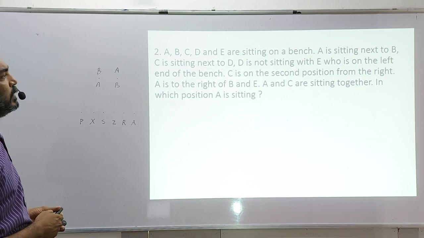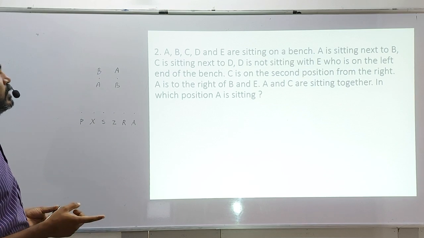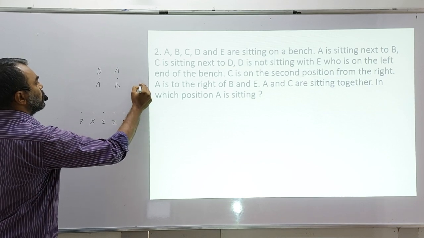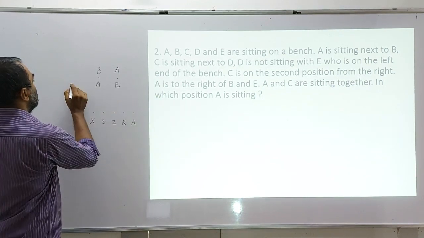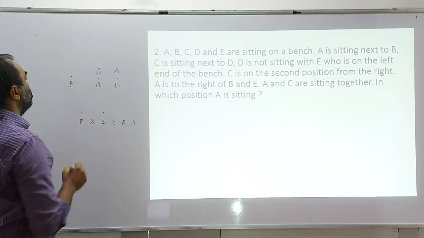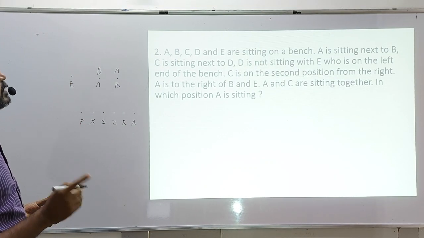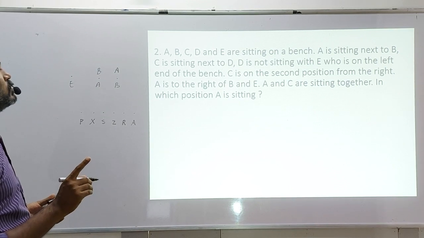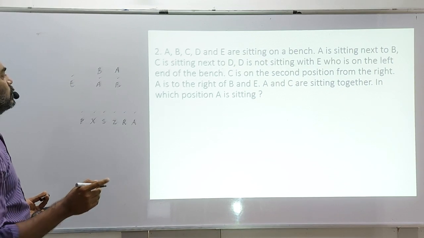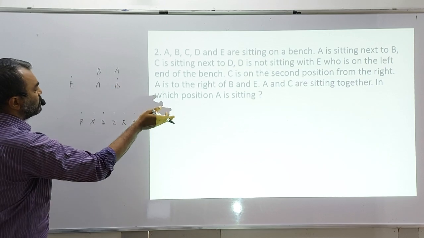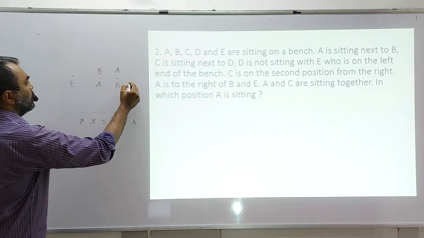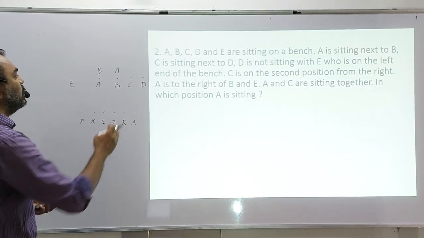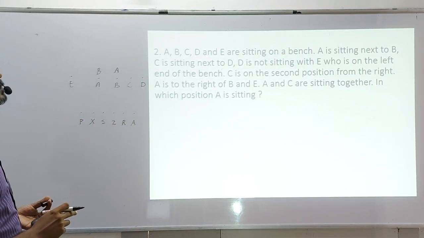C is sitting next to D. D is not sitting with E, who is on the left hand of the bench. So we have got E. Sorry, E is not here. Left hand B is this. E is sitting on the left hand of the bench. C is sitting next to D, but D is not sitting with E, who is on the left hand of the bench. C is on the second position from the right. So from the right, here from this right side, C at the second position. So if C is over here, then D has to be here, because C and D are sitting together and E is on the left side.